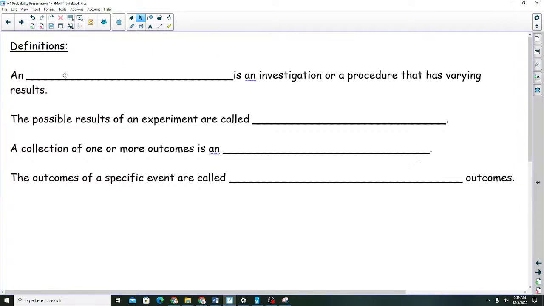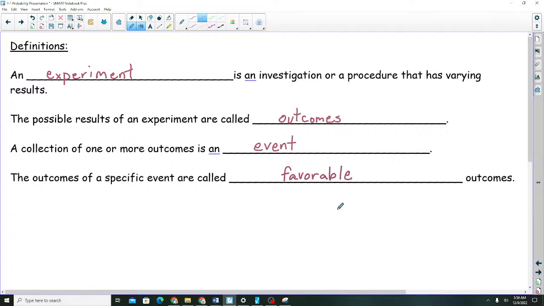Lock that. All right. An experiment. That's the first word that we need to know. An experiment is an investigation or a procedure that has varying results. The possible results of an experiment are called outcomes. A collection of one or more outcomes is an event. And the outcomes of a specific event are called favorable outcomes.